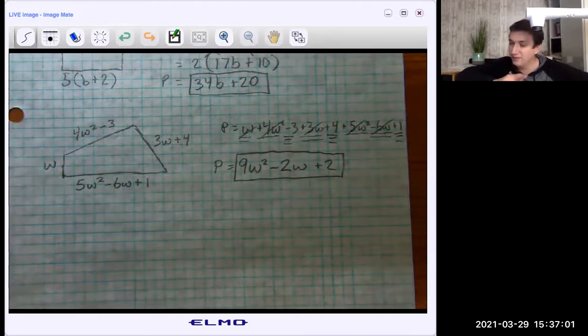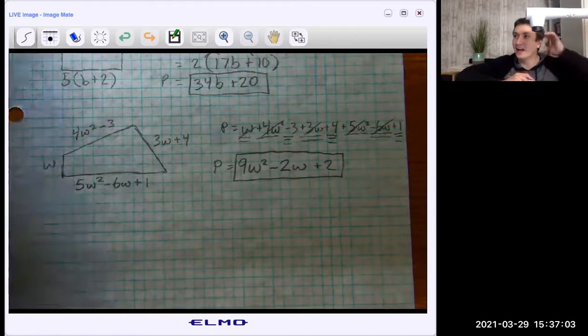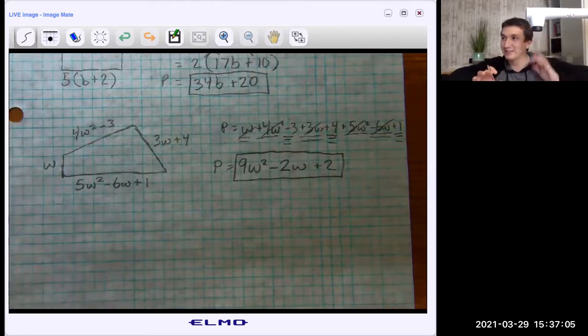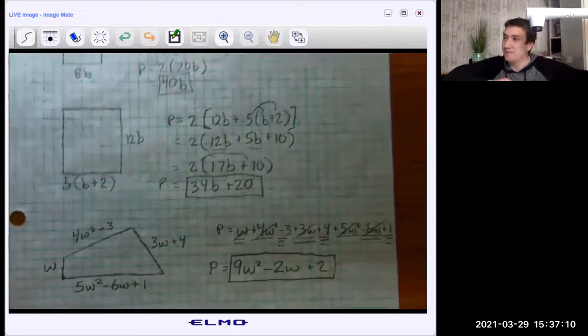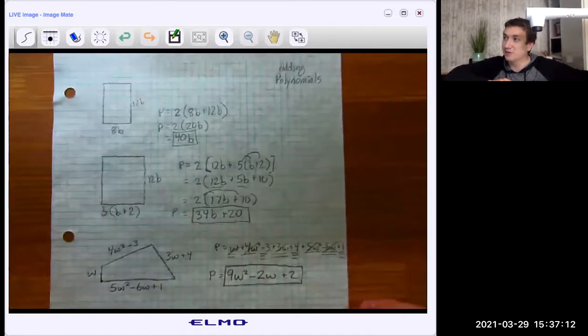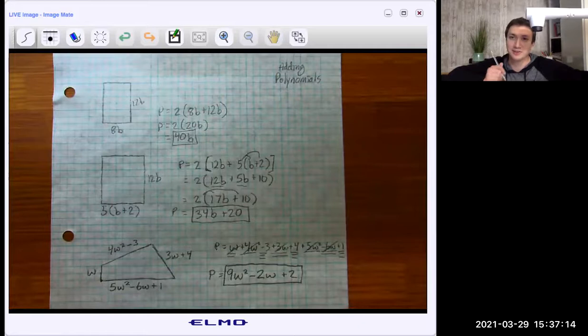I think that's everything you need to know for your lesson. We did a lot more in class. We had a lot of great discussion around these ideas, but that is adding polynomials, and your homework is on Schoology. So good luck with that.